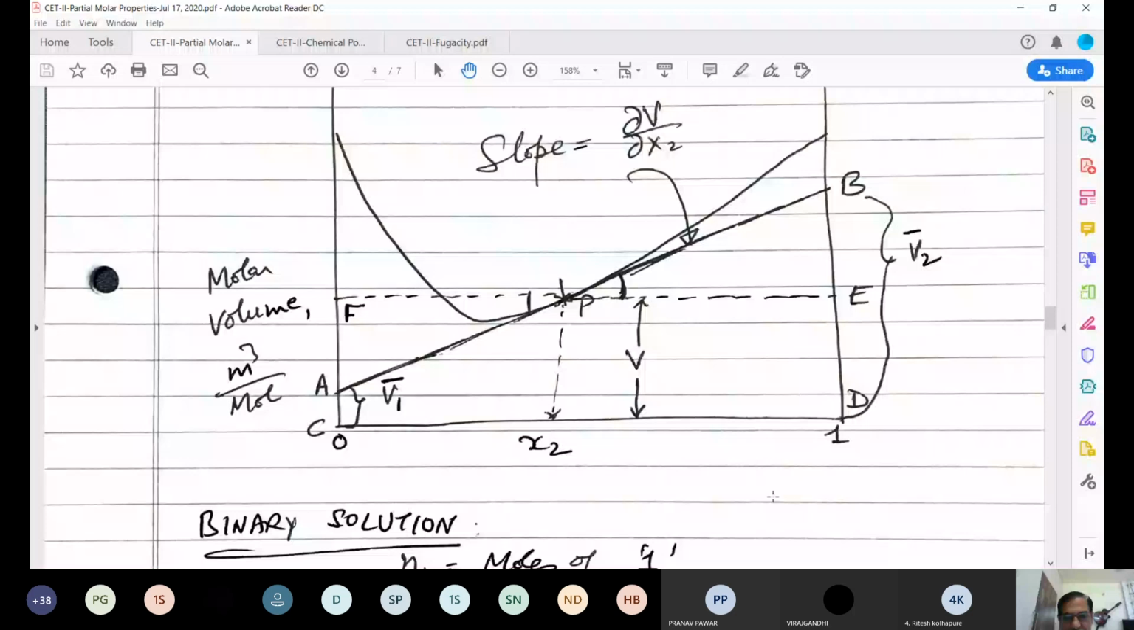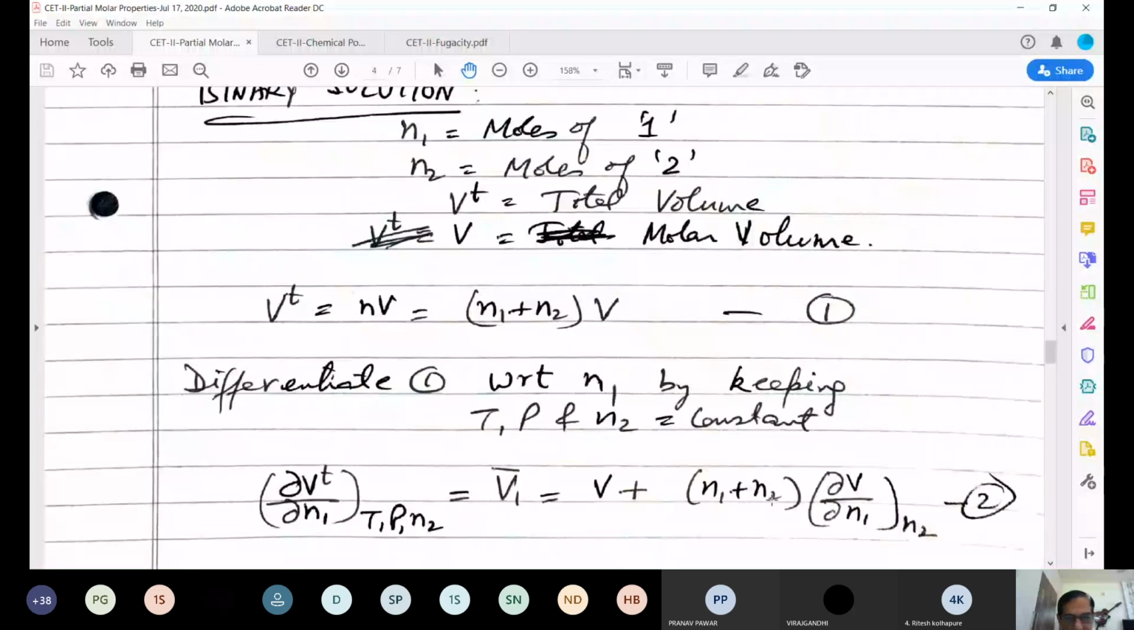So if you have any questions on this derivative, ask me. Then we'll come back to the diagram after the derivation is completed. Is this okay? Equation 2, clear? Yes, sir.